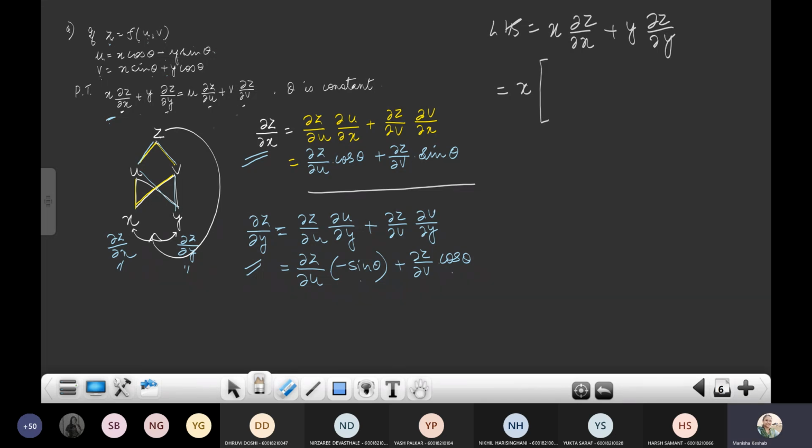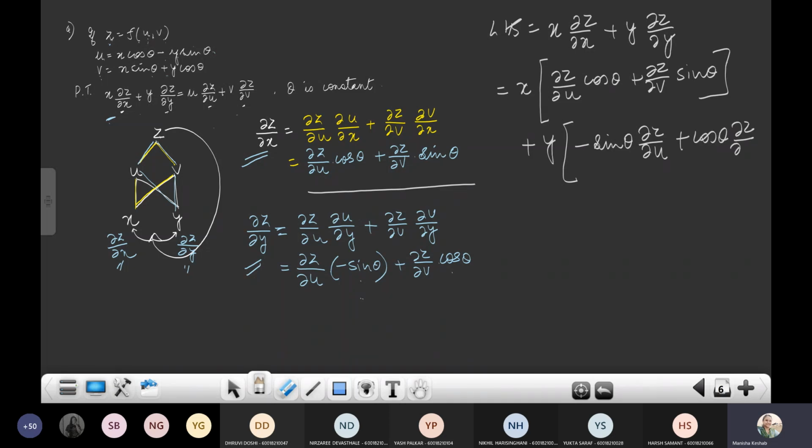So that means we will be getting ∂z/∂u into cos theta plus ∂z/∂v into sin theta. Simply substituting. Then y into ∂z/∂y. So ∂z/∂y is this. So minus sin theta into ∂z/∂u plus cos theta into ∂z/∂v. Fine.